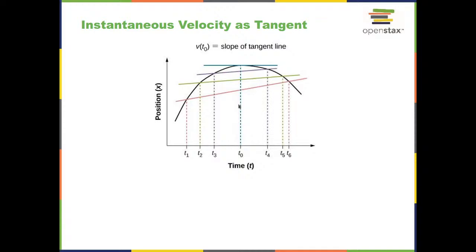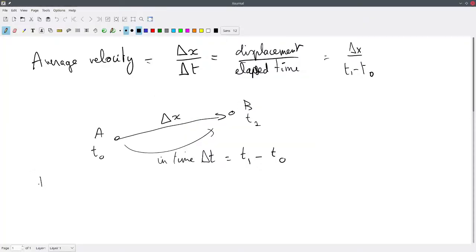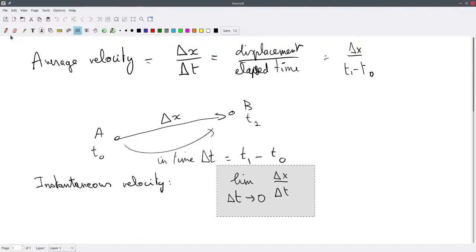So the instantaneous velocity is literally what we get if we take the limit for delta t going to 0 of delta x over delta t. And we'll just call that the instantaneous velocity v as a function of t.